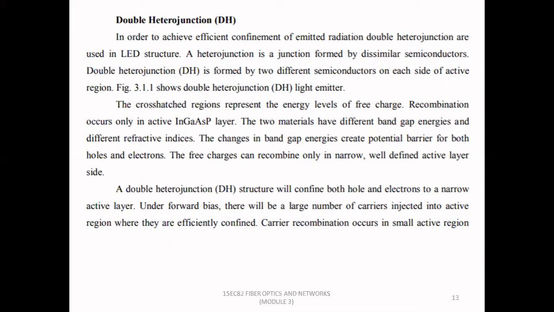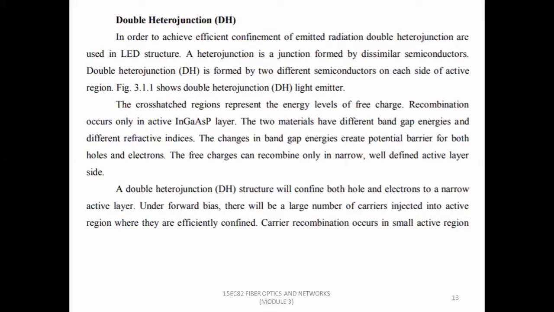In the figure, the cross-hatched regions represent the energy levels of free charge. Recombination occurs only in the active InGaAsP layer. The two materials have different band gap energies and different refractive indices. The changes in band gap energies create a potential barrier for both holes and electrons. The free charges can recombine only in the narrow, well-defined active layer side. A DH structure will confine both holes and electrons to a narrow active layer.